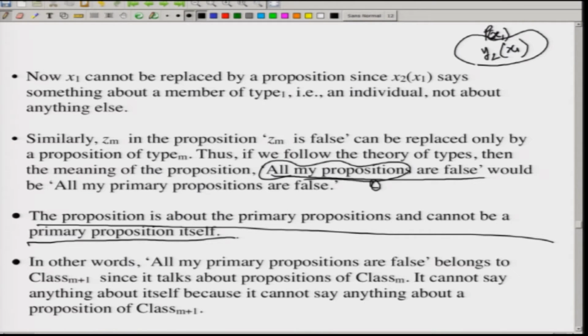It cannot say anything about itself, because it cannot say anything about a proposition of class M plus 1. So, because it talks about other propositions, it will not come under itself, it will not be self referential. We are reinterpreting this sentence because we have to. What is our tool for doing it? The type theory. Without the type theory, this proposition and all other propositions somehow do belong to one level, which is not desired.